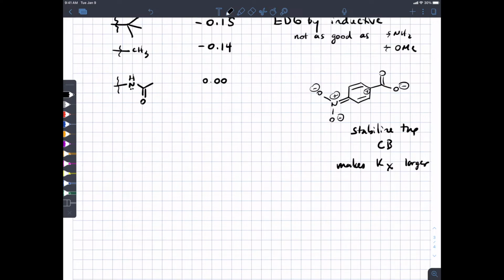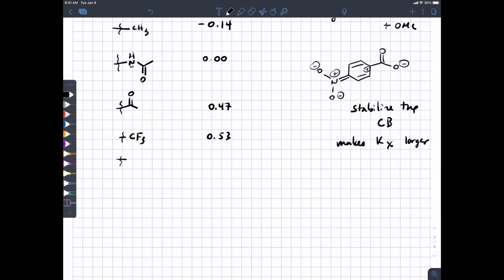A ketone has a sigma value of 0.47. Okay, so that means that the equilibrium constant for having the ketone there versus having the proton there is some number between 1 and 10. And let's see, trifluoromethyl is another example. I think it's 0.53. This is an inductive electron withdrawing group. Nitro has the number 0.81.